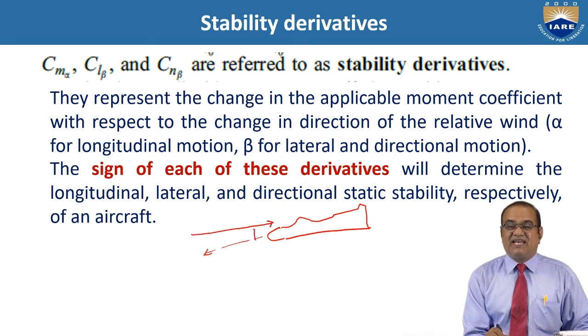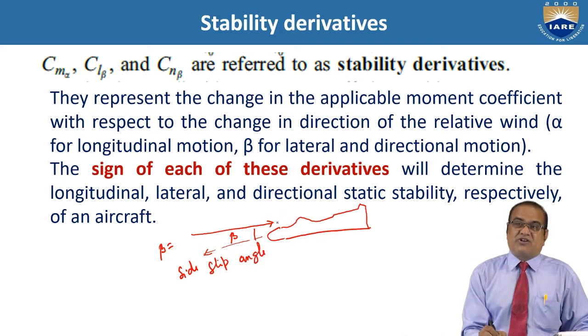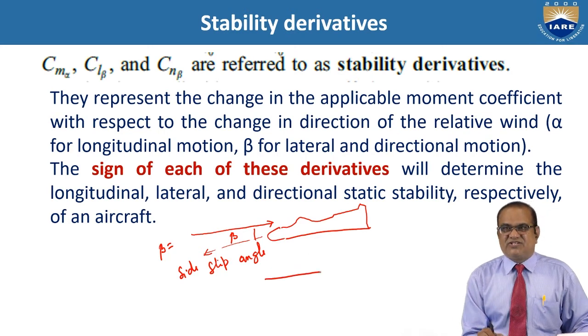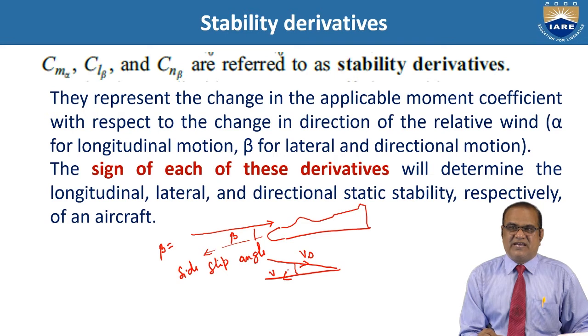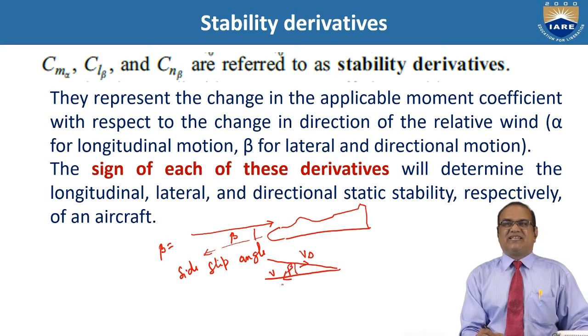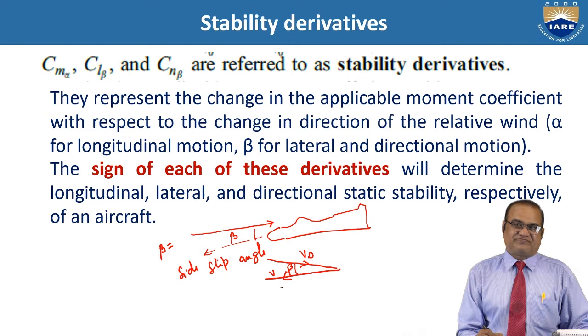So this angle, if you see from the top view, is called the beta, and beta is called the side slip angle. So if you see from the top view, this is your aircraft direction and this is your wind direction, this is the V infinity and this is the V, and so this is called the beta. This is called the side slip angle.